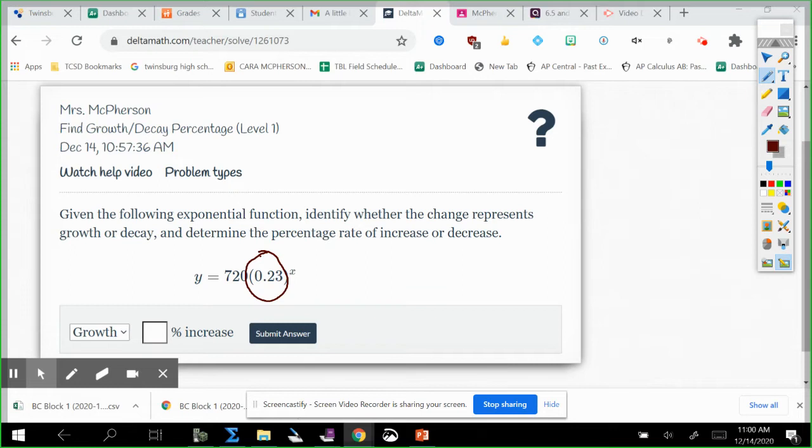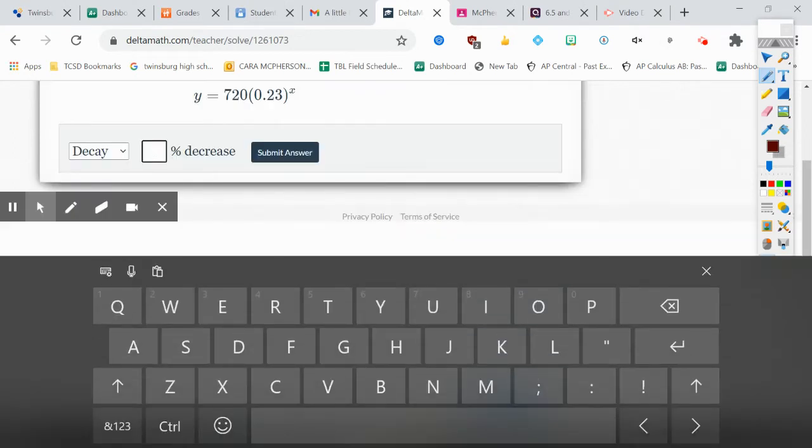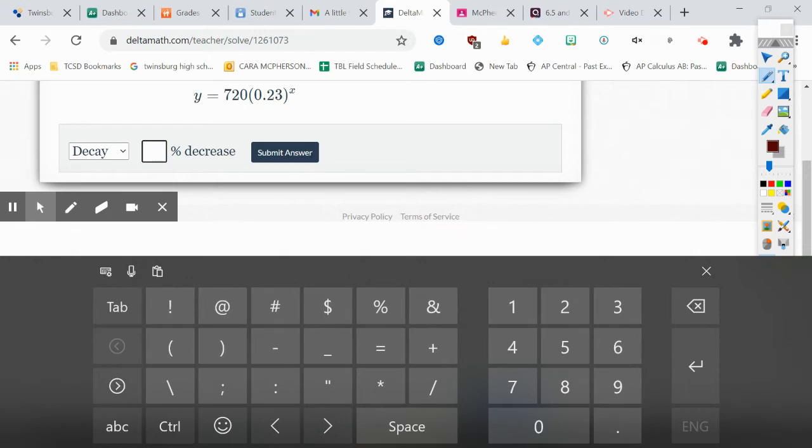And then secondly, it's going to want to know what is it growing or decaying by? What is that increase or decrease? So if it's less than 1, to figure out what it's decreasing by, you're going to have to subtract that decimal from 1. So 1 minus 0.23, which is 0.77. That is going to be a 77% drop. So on your Delta Math, you're going to type in decay and say it's decaying by 77%.